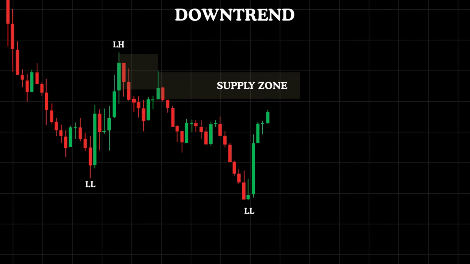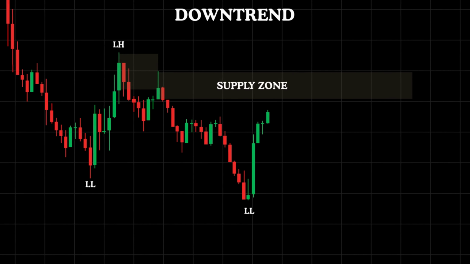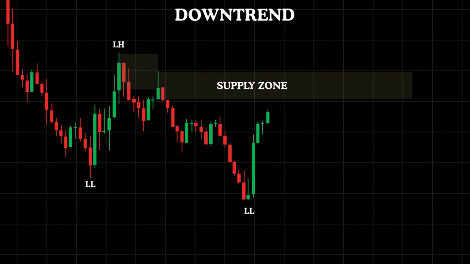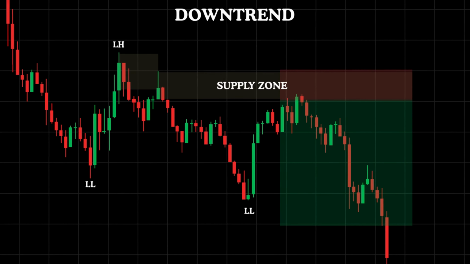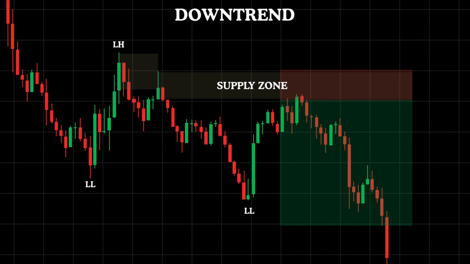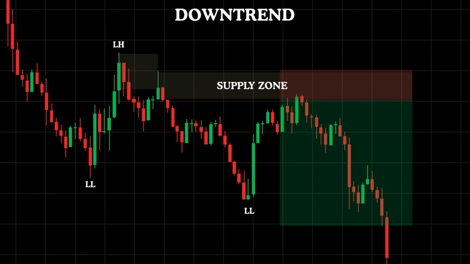Second, the downtrend, same concept but in the opposite direction. Price forms lower highs and lower lows, indicating sellers are in control. So, instead of buying, you look for selling opportunities to follow the trend.